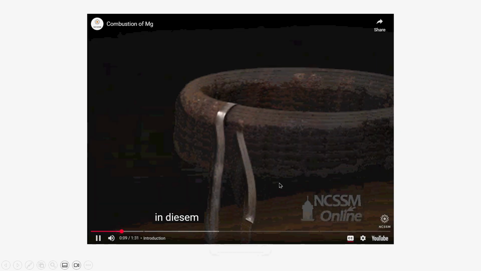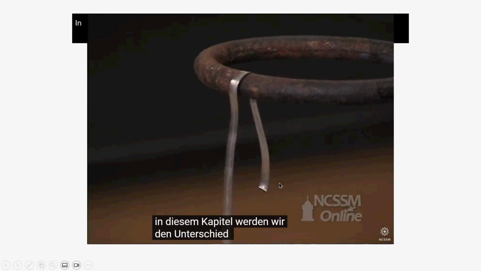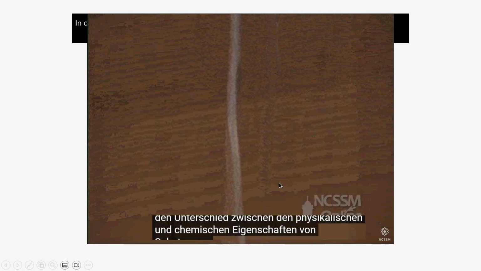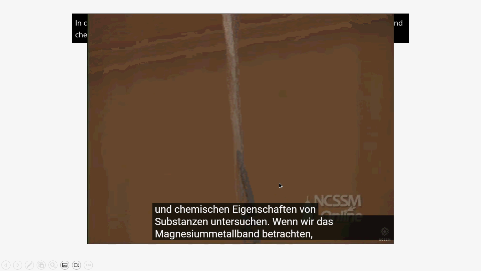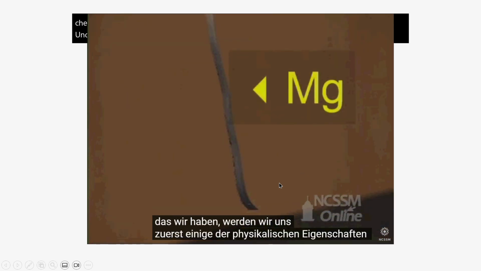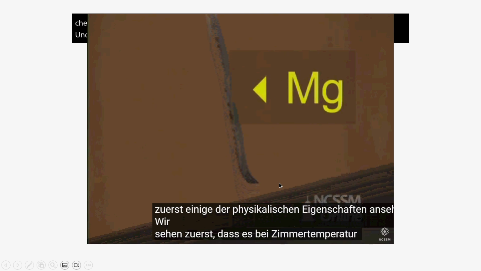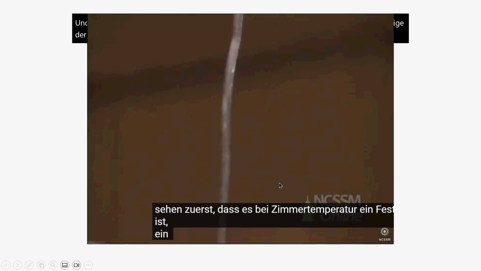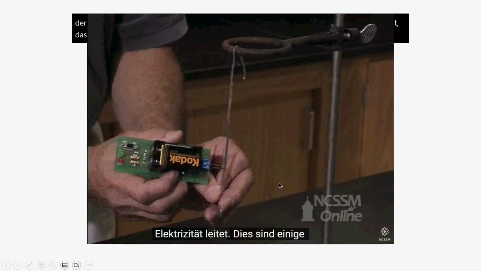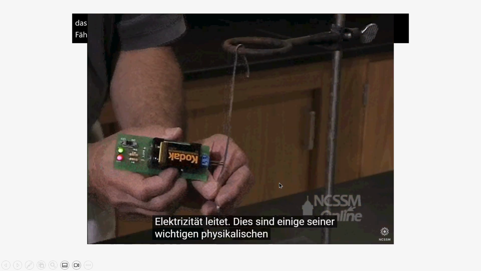In this chapter, we are going to explore the difference between physical properties and chemical properties of substances. If we observe the magnesium metal ribbon that we have, we'll look at some of the physical properties first. We first see that it is a solid at room temperature, that it's a shiny metal, that it conducts electricity. Those are some of its important physical properties.